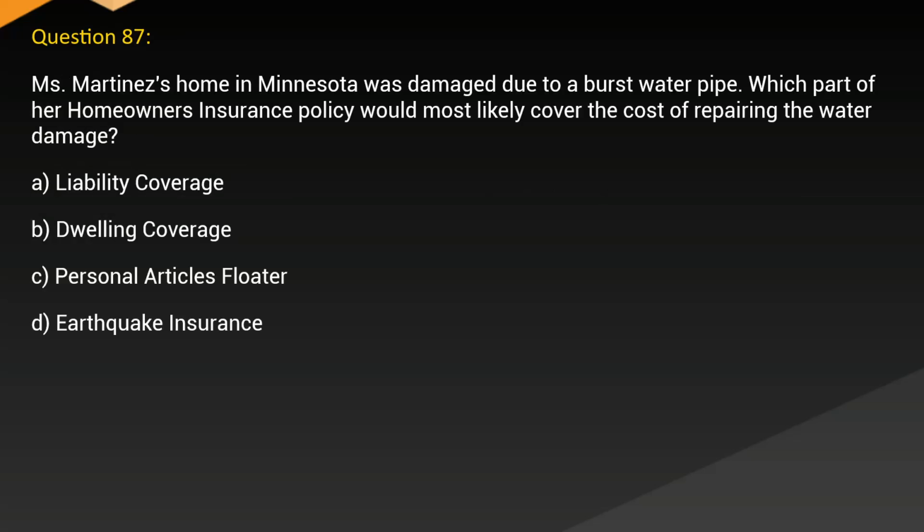Question 87. Ms. Martinez's home in Minnesota was damaged due to a burst water pipe. Which part of her homeowner's insurance policy would most likely cover the cost of repairing the water damage? A. Liability coverage. B. Dwelling coverage. C. Personal articles floater. D. Earthquake insurance.